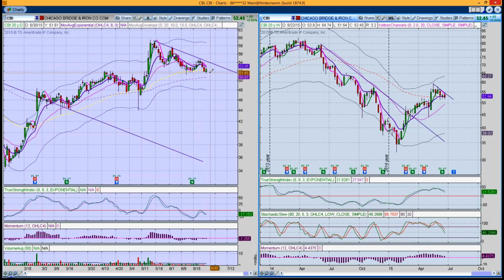I would say as long as it stays above, it's almost at a buy type position where you could buy, but your stop would be immediately below, like 25 to 50 cents below the low of today.